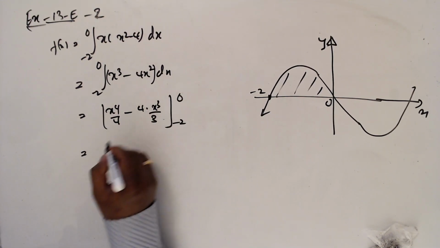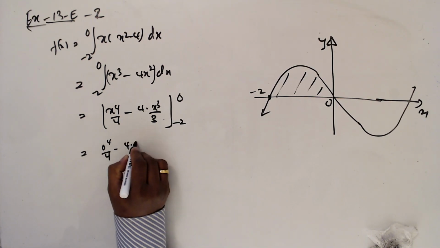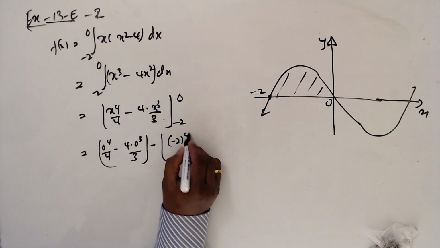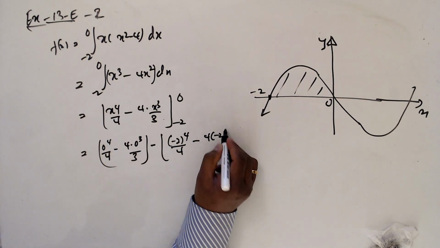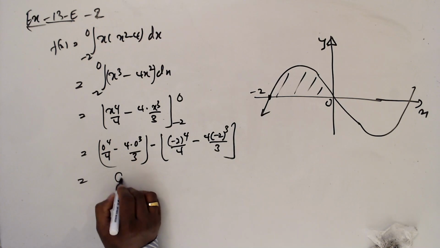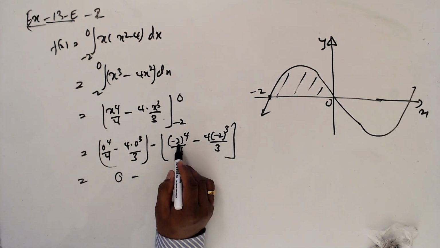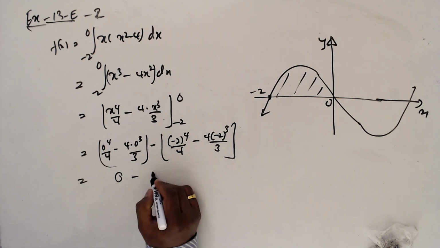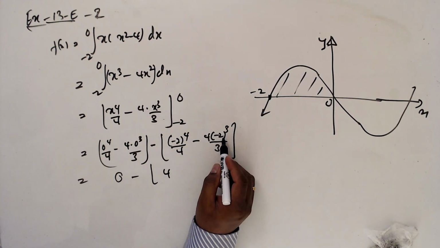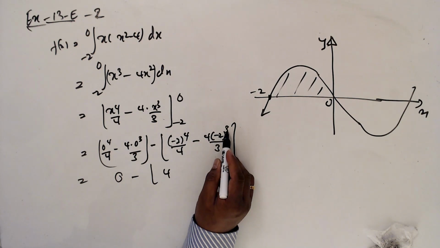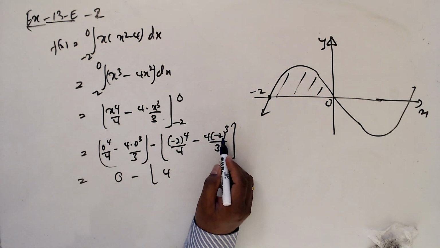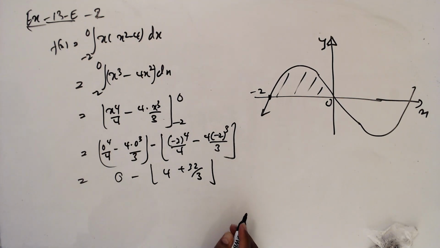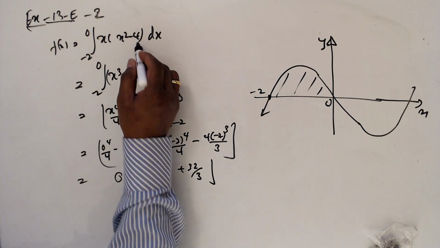Right, when I apply 0 here, 0 to the 4 over 4 minus 4 times 0 cube over 3, minus, this is minus 2 to the power 4 over 4 minus 4 times minus 2 to the power cube over 3. So this is 0 minus, this is going to be 2 to the power 4, 16 over 4 is going to be 4. 2 cube is minus 8, 8 times 4, 32, plus 32 over 3.